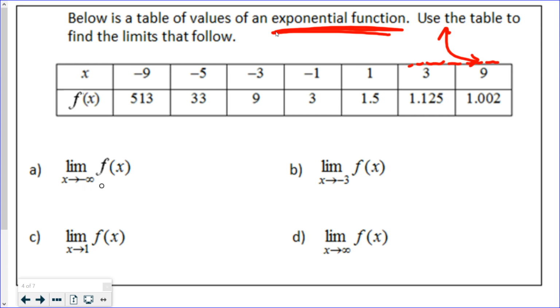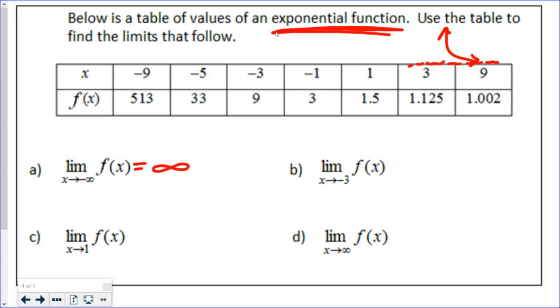So now, what is the limit as x approaches negative infinity? Well, as my x's are getting closer and closer to negative infinity, what's happening to these numbers? They're getting exponentially higher, right? As we get close to negative infinity, going this way, my numbers are going to get super high and we're going to approach infinity.